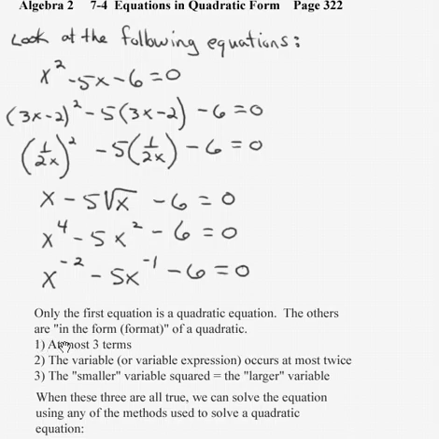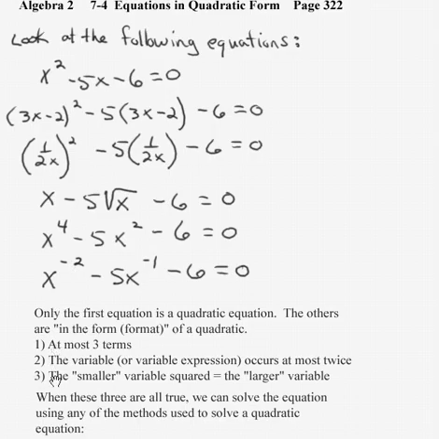I would say that we have at most 3 terms. Now I know when we take this binomial and square it, that'll change things. But in its original form, we've got 1, 2, 3 terms. And in all of these, we have at most 3 terms. And the variable occurs at most twice, or variable expression in this case. So we have the variable expression occurring twice in each of these, at most twice.